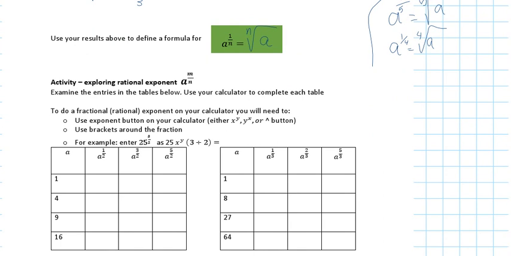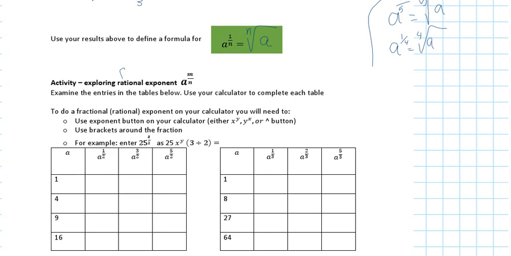Let's look at rational exponents. A rational exponent is an exponent that's in fraction form. Rational means fraction. So my exponent is a fraction. So when you're entering this in the calculator, we're going to do the 3 different entry tables for each table.